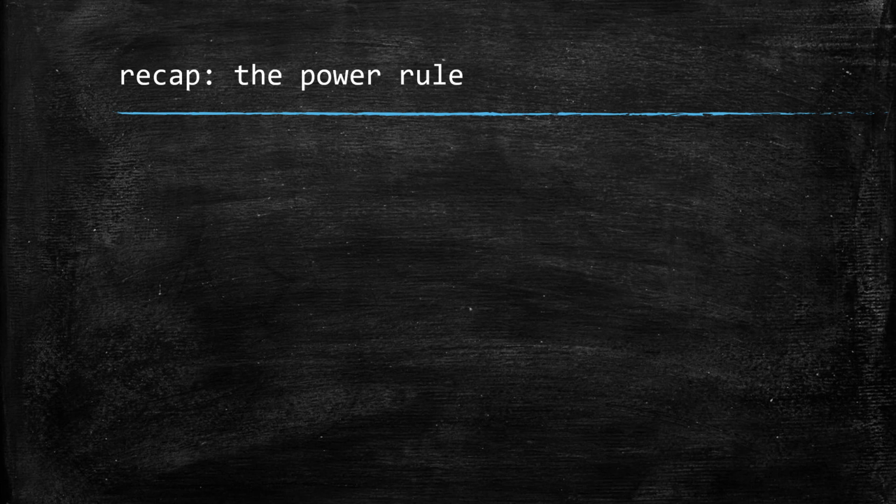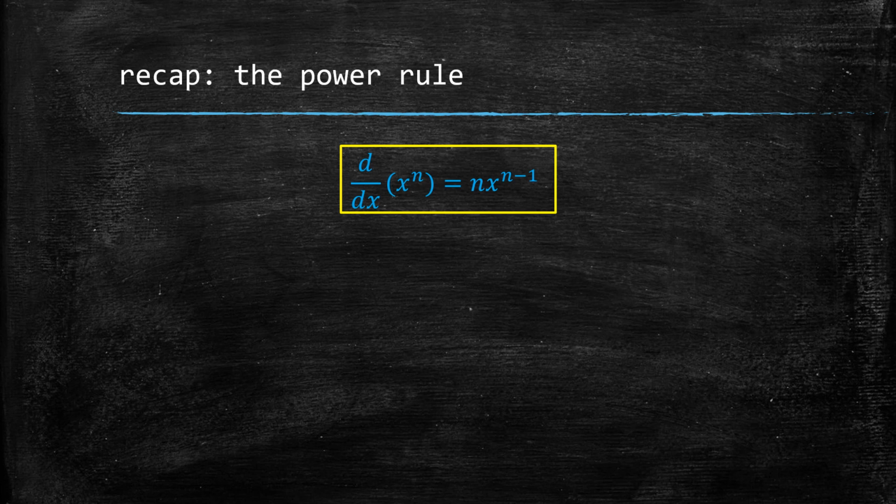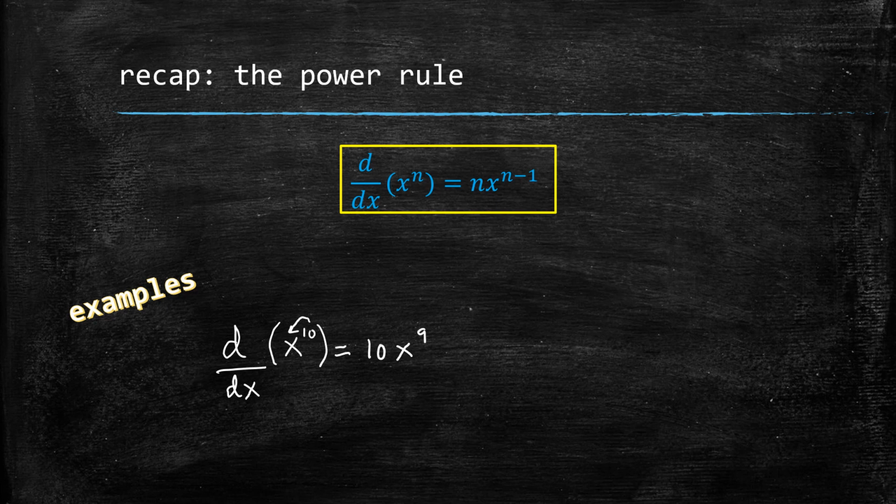The first derivative rule is one we've already seen before. It's such an important one that we devoted a whole video to it, and that's the power rule. Just to recap, d by dx, or the derivative of x to the n, is given by n x to the n minus 1. Let's do a couple of examples just to refresh our memory. d by dx, again, the derivative of x to the 10, we drop the exponent down, 10x, and then we subtract 1 from the exponent, so we get 10x to the 9.